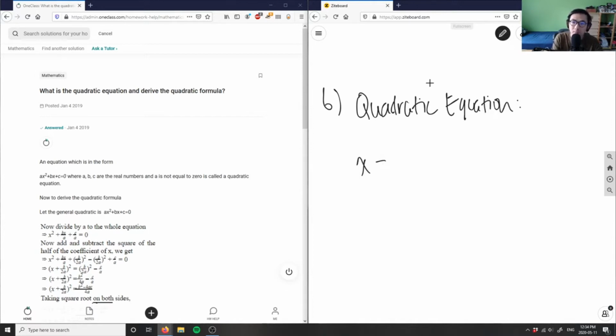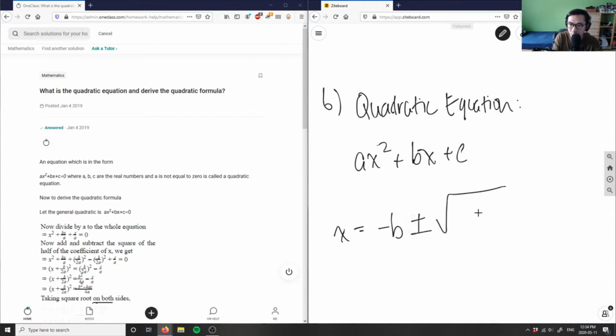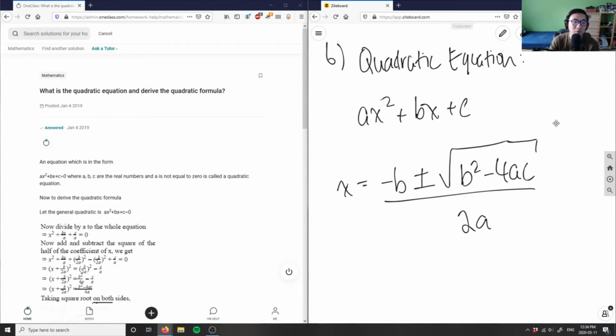This is a quadratic equation, so it's simply ax squared plus bx plus c. This is a general formula for a quadratic function. And if I want to solve for x here, x would equal negative b plus or minus the square root of b squared minus 4ac, all over 2a. So this is my quadratic formula, and then it's asking how do you derive the quadratic. How do you get from this general equation to here?